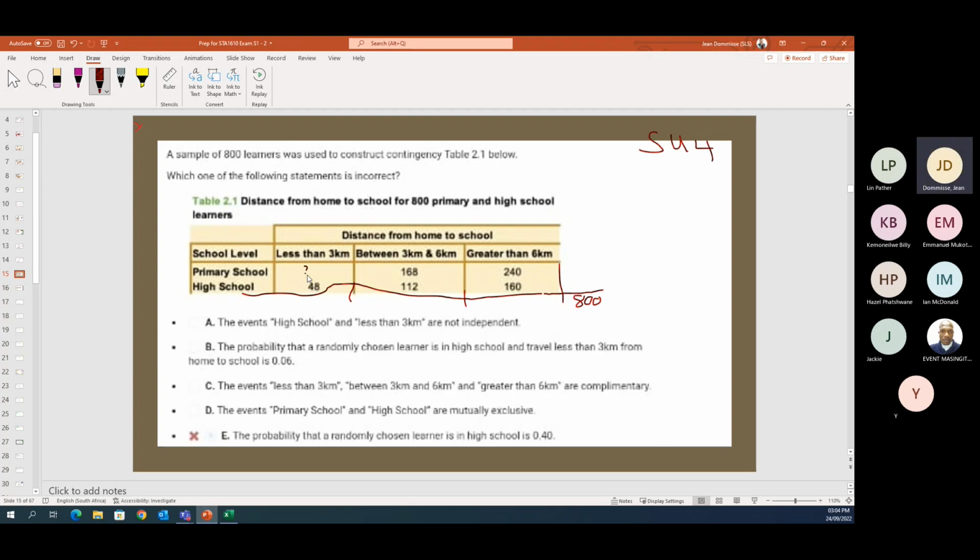Events, high school and less than 3 kilometers are not independent. We are looking for the incorrect one. So events, high school and less than 3 kilometers, that one. So we're asking about, sorry, high school and less than 3 kilometers are not independent. Not independent means dependent.